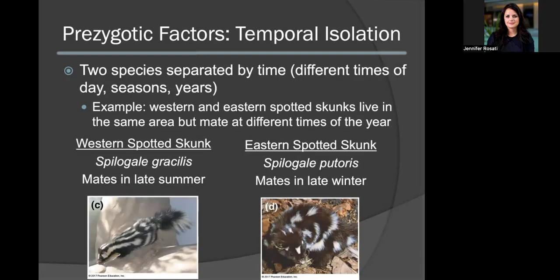Temporal isolation works when these species are separated by time. This can occur when species mate at different times of the year, different times of the day, or within different seasons. An example of this is western and eastern spotted skunks. Once again, these species live within the same area, but they mate at very different times of the year. Spilogale gracilis mates in late summer, while the eastern spotted skunk, Spilogale putorius, mates in late winter.